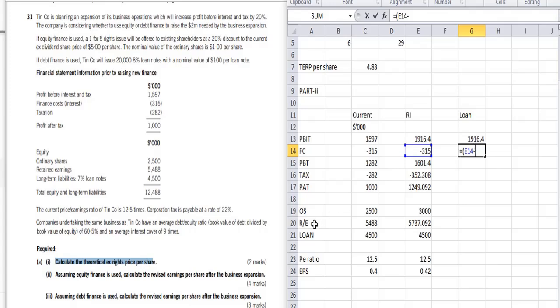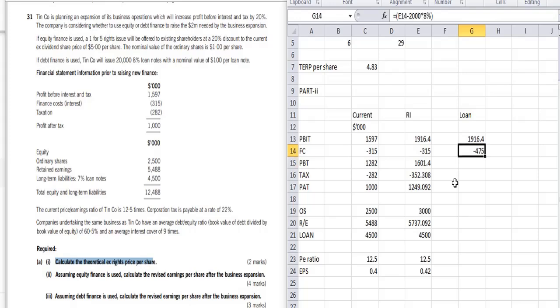We will just add the loan note interest, which is the new loan note. The amount being raised through the loan is 2 million, and it is 8%, right? Yeah, 8% loan note. We will just multiply it by 8%. We will get our value, which is 475.